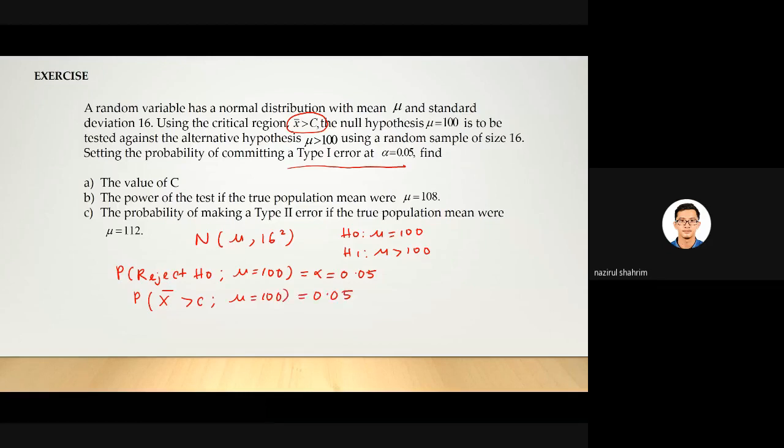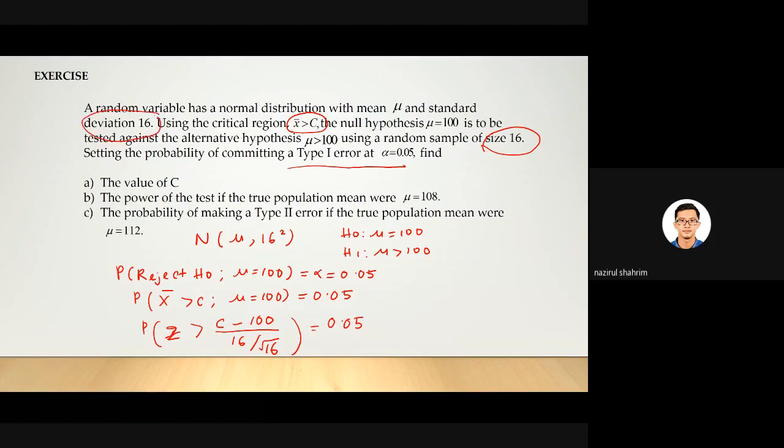So now since this one is normal, so use standard normal. Okay, x bar, saya terus tukar Z. Okay, C minus your mu which is 100 divided by sigma. Okay, sigma is your 16 over square root of n. Okay, your n is again 16. Okay, ini your n. This is your standard deviation.